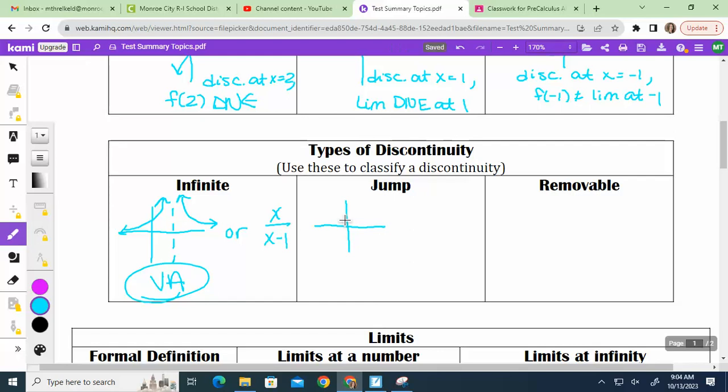A jump discontinuity is usually the result of what? What does it look like on a graph? Like when you have two pieces of the graph and they don't match up. What does it look like when you're looking at the equation? Greatest integer would be one. More often we see just any kind of piecewise function, where the pieces go from one inequality to the next. So jumps are typically piecewise functions where you jump between the pieces.